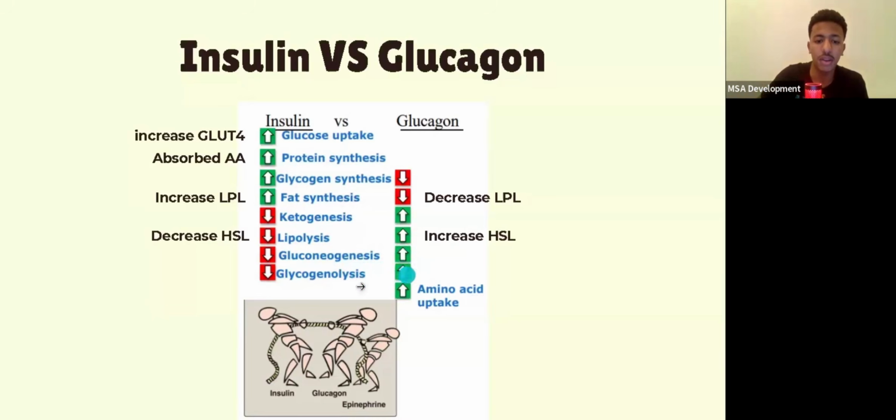And it's also going to increase glycogenolysis, which is breaking down glycogen to give us glucose, because again, we need the glucose. And finally, it's going to increase amino acid uptake. Just memorize this, okay?